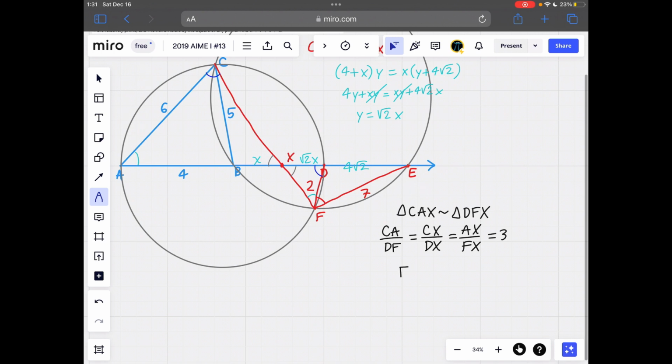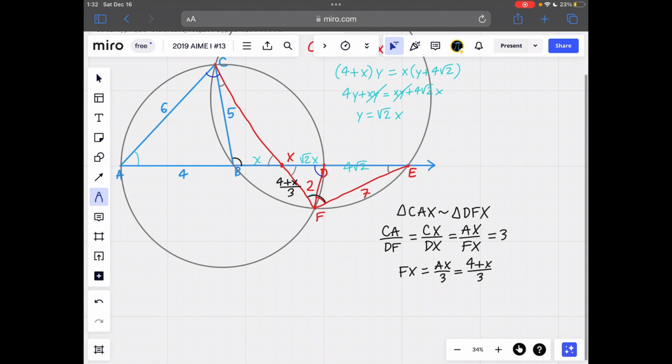So we can write FX is equal to AX over 3, which is just (4 plus x) over 3. That's one way to express this length FX over here. But that's not the only pair of similar triangles we have. We also have this one. If you look closely, you'll see that angle CBX is equal to angle CFE because of the cyclic quadrilaterals. Angle BCX here is equal to angle BEF here.